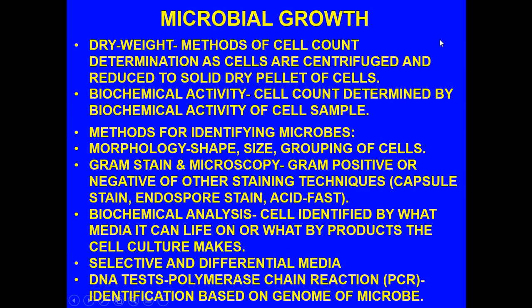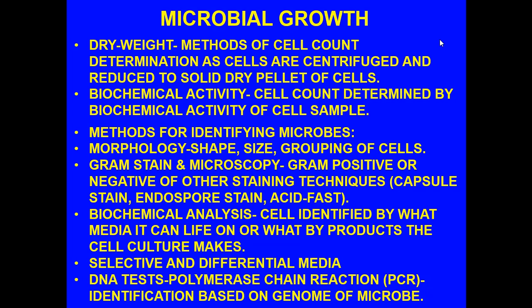Now, the other way to do this is dry weight. The cell count is determined as cells are centrifuged and reduced to a solid, dry pellet of cells. Another way is biochemical activity. The cell count is determined by the biochemical activity of the cell sample. Now, I'm sure you're probably thinking, well, yeah, but some of them would include in these counts, perhaps like dry weight, dead cells. That's true.